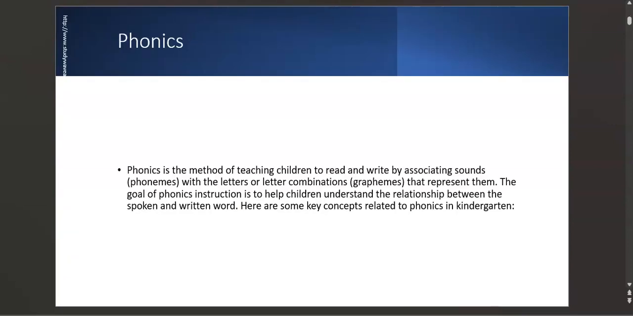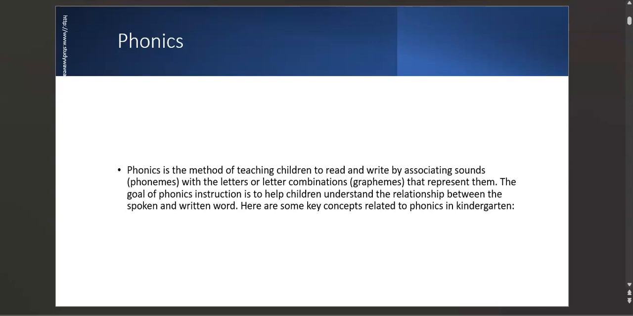Now on to the first thing we're going to focus on. Phonics is the method of teaching children to read and write by associating sounds. These sounds are what we call phonemes. Okay, so phonics is just a way of us as your teachers teaching you how to read and write by associating sounds, and these sounds are what we call phonemes. So you associate these sounds with letters or letter combinations known as graphemes.